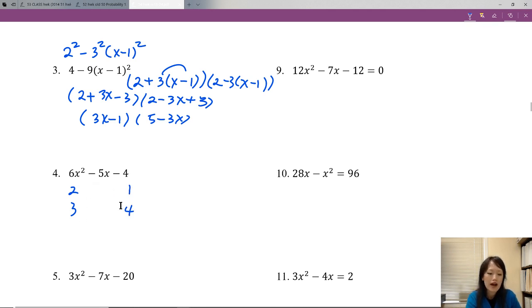8 minus 3 is 5. I need the negative on the 8, so it's a 2x. Write it across. 2x plus 1, 3x minus 4.